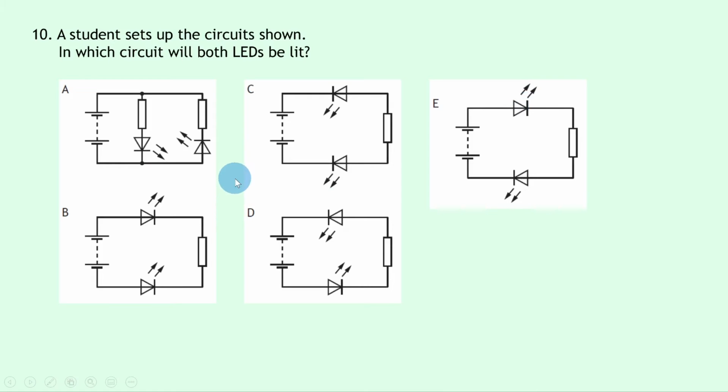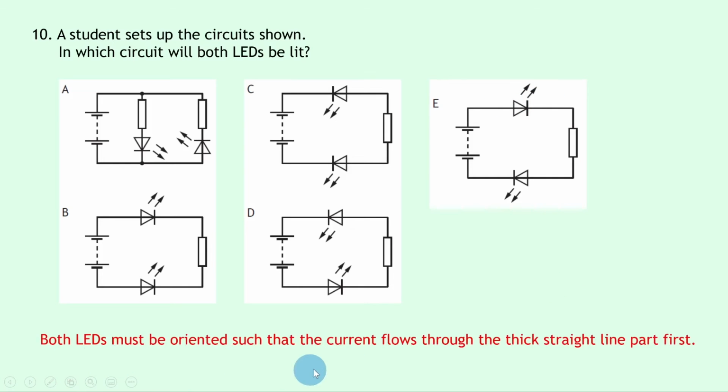And we actually need the current to flow through the thick line part of the LED first. So for example, if we look at this one here, the current needs to hit this line bit first, so it needs to be travelling from right to left in this direction. So we can say that both LEDs must be oriented such that the current flows through the thick straight line part first. So that straight line part is what I mean on the LED.